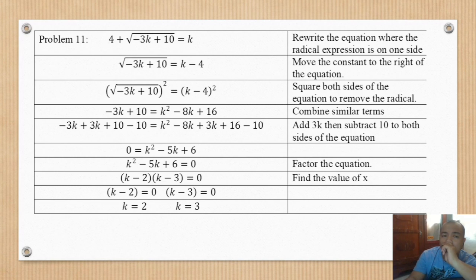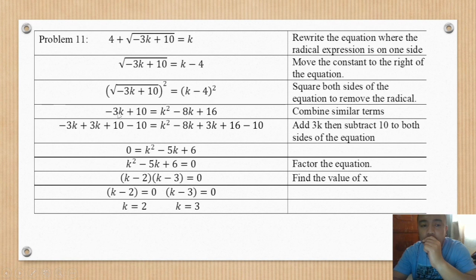How about problem number 11? 4 plus square root of negative 3k plus 10 equals k. First, we're going to rewrite the equation where the radical expression is on one side. So, transpose natin yung 4, magiging k minus 4. So, square root of negative 3k plus 10 equals k minus 4. Then, let's square both sides of the equation. So, square root of negative 3k plus 10 becomes negative 3k plus 10. And k minus 4 squared is k squared minus 8k plus 16.